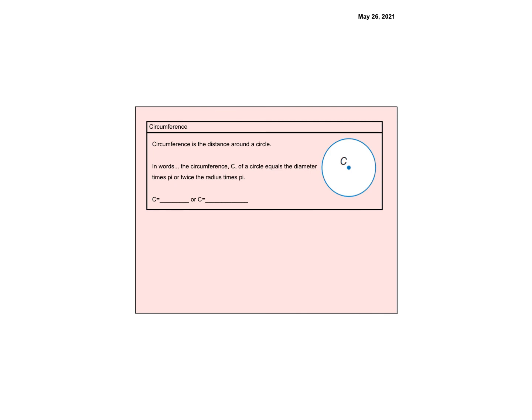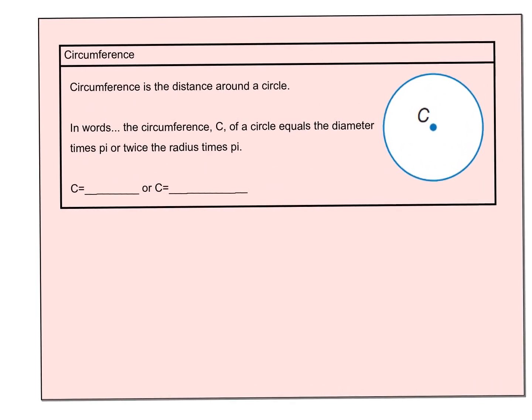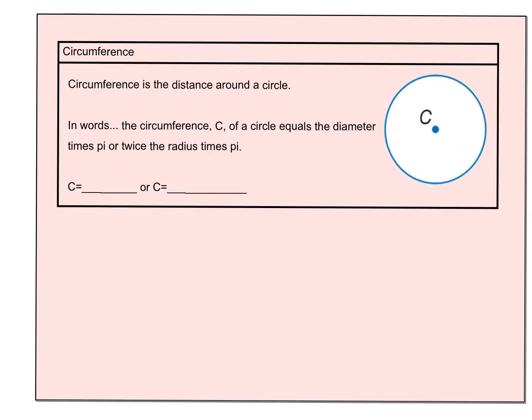All right, finally, circumference. We already talked about this. Just to recap, diameter times pi, or twice the radius times pi.